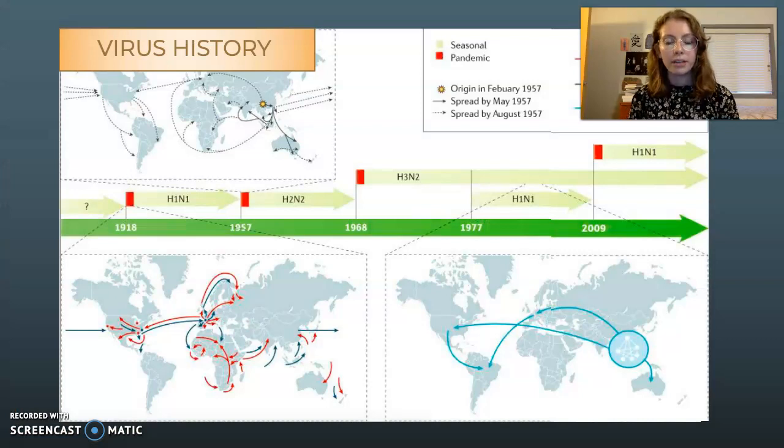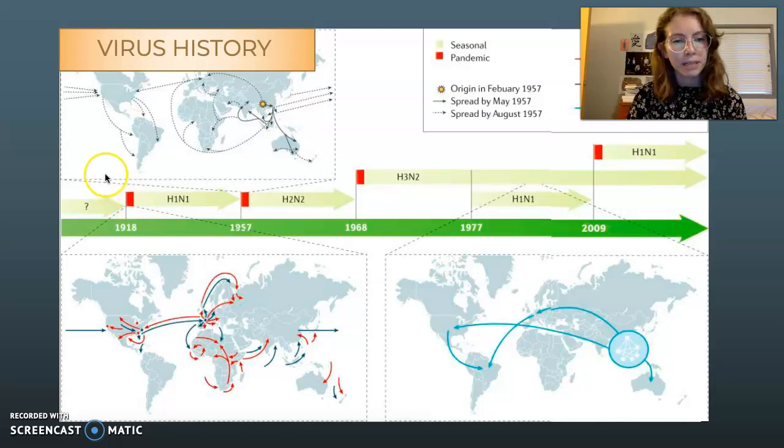For some general virus history, this is a timeline of influenza A outbreaks. And while this only shows A, the influenza B viruses are known to co-circulate with A. So just keep that in mind. Before 1918, we don't really have any data because it's too hard to trace the different strains prior to this period. But in 1918, there was an H1N1 pandemic that caused over 40 million deaths.